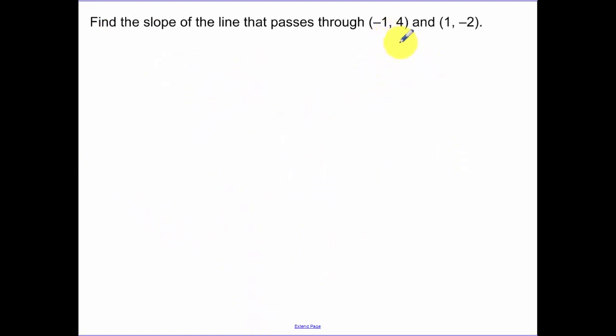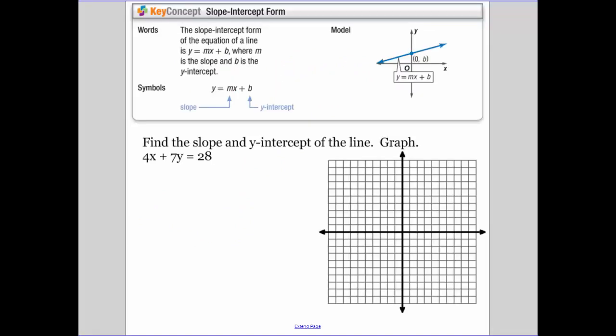Okay, so let's take -2 minus 4 all over, I started with -2, so I have to take 1 minus a -1, so I get -6 over 2, which is a -3. Not too bad. Okay, that's super basic.